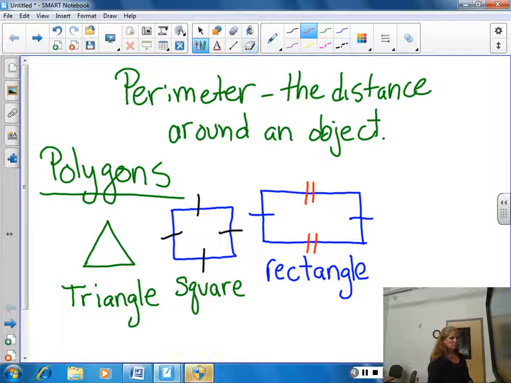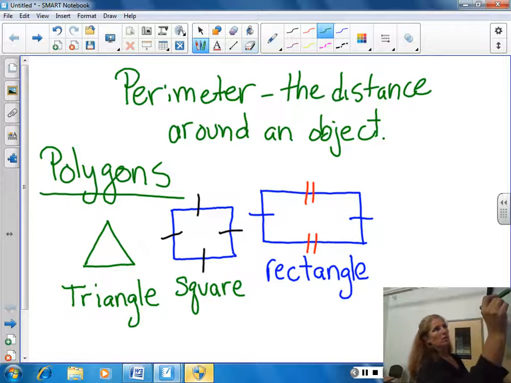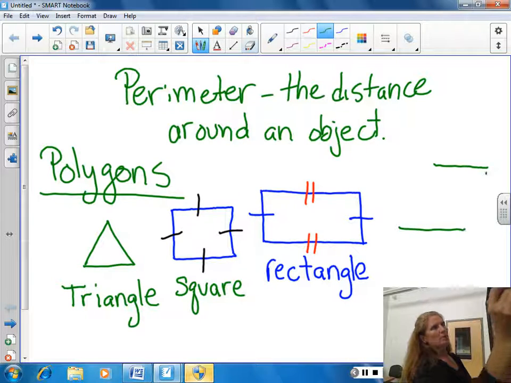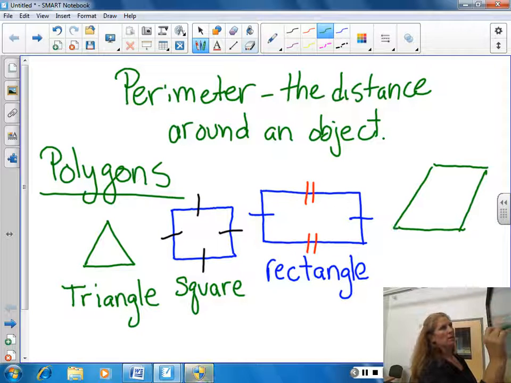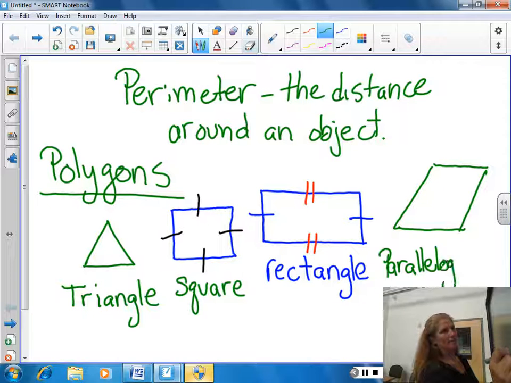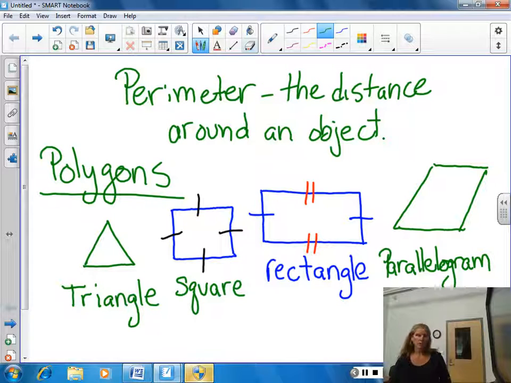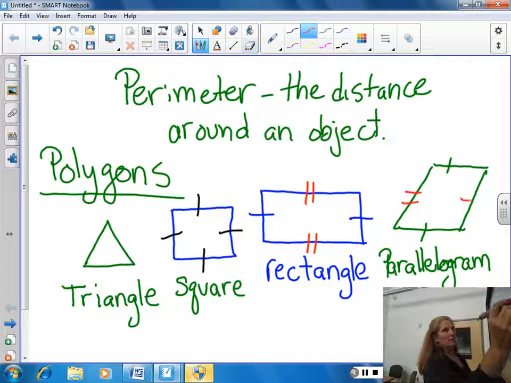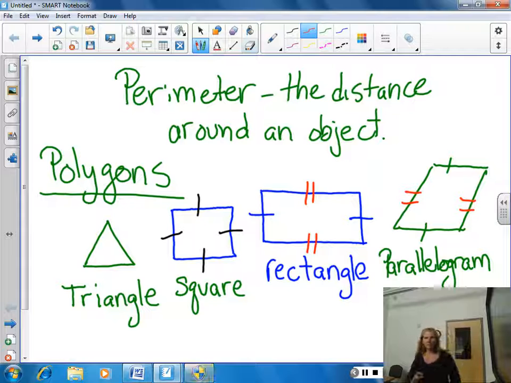The other shape we're going to be working with is a 4-sided shape called a parallelogram. A parallelogram looks like a rectangle that's been tilted a little bit, like pushed over to the side. Parallelograms also have equal sides. These 2 sides are the same, and these 2 sides are the same, but they could be different from side to side. They're always congruent across from each other.